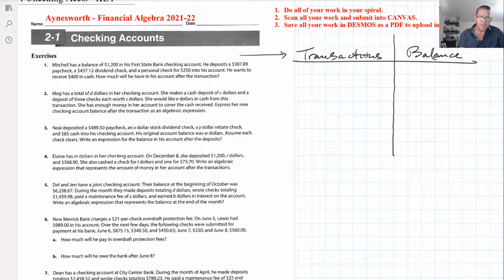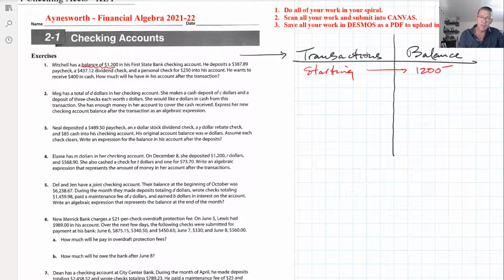Here we go. Let's reread the problem and see what's going on. It says he has a balance of $1,200. This is the first thing we know. We start off with a balance of $1,200. This is the starting balance, and he has $1,200 in the account. All right, so what happens? He deposits $387.89 because he receives a paycheck. Doesn't matter whether it's a weekly, bi-weekly, or even a monthly paycheck, like I get paid monthly. But we do know that he gets paid $387.89.